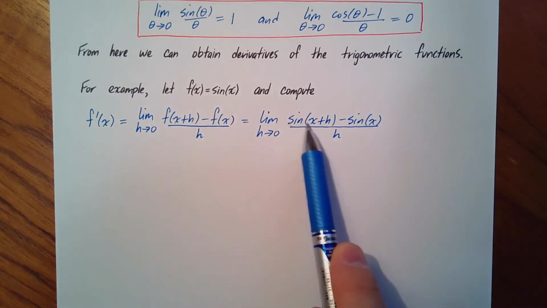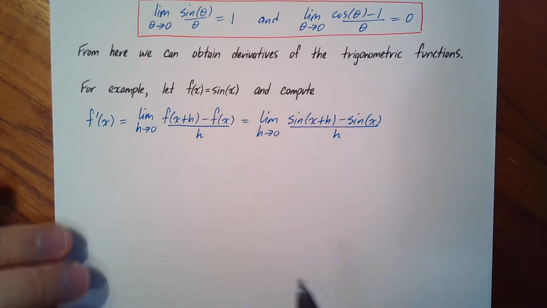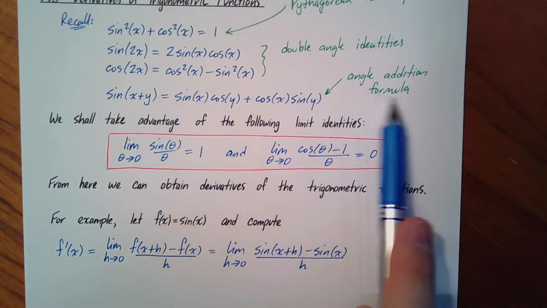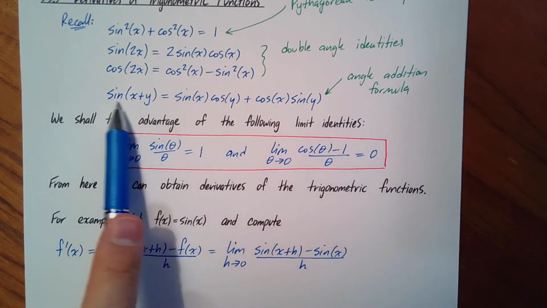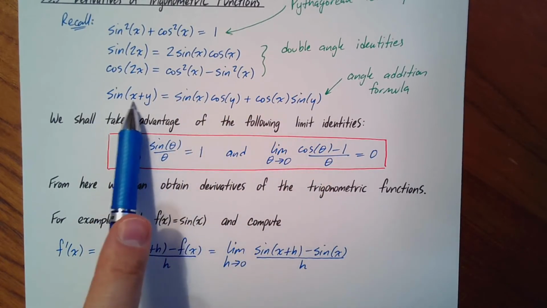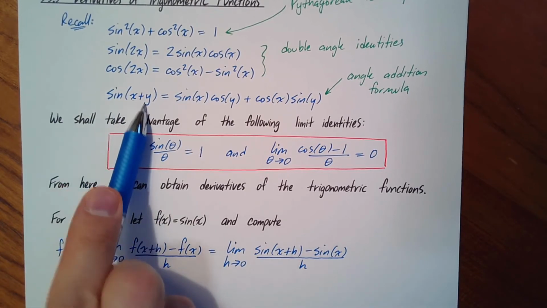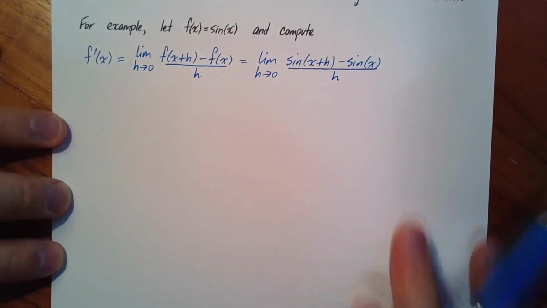And this sine of x plus h, if you remember one of the identities that we looked at, the angle addition formula up here, you can see that we have a rule that tells us what to do if we plug a sum of two values into the sine function. So this is a great time to use that rule, where instead of y, we have an h. That's okay. So what are we going to get?